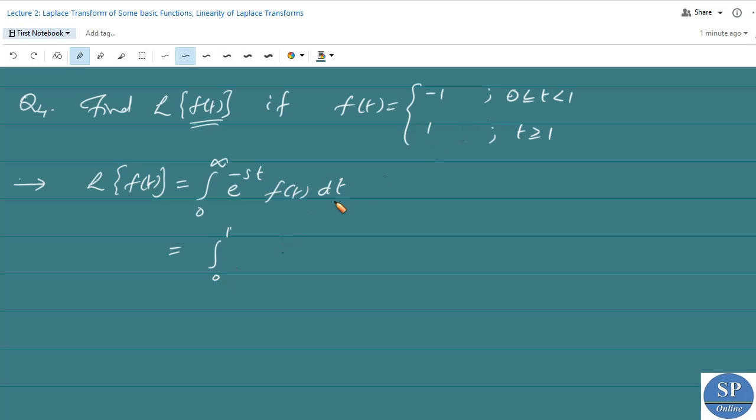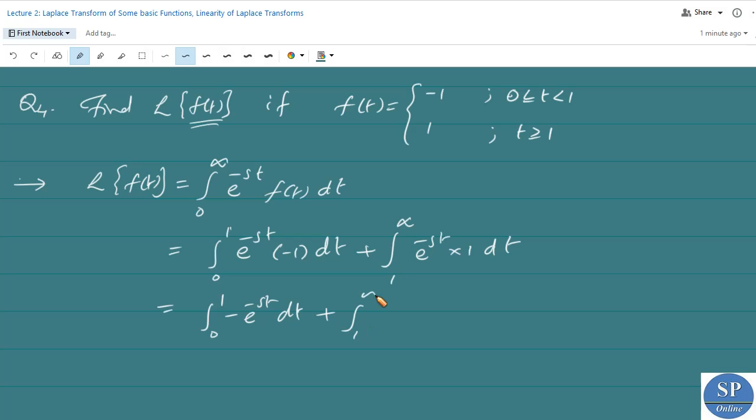So when t varies from 0 to 1, we have f(t) equal to minus 1. So this is the integral of e^(-st) times minus 1 dt, plus the integral from 1 to infinity, that is in the second interval where f(t) is 1, of e^(-st) times 1 dt. So we need to integrate this. So here the integral from 0 to 1 of minus e^(-st) dt plus the integral from 1 to infinity of e^(-st) dt.